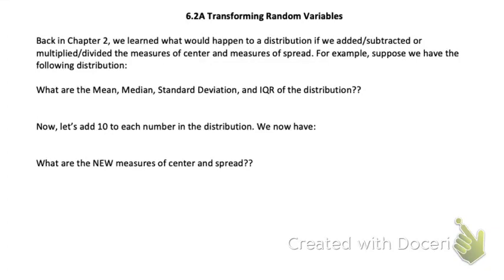Way back in chapter 2, we learned what would happen to a distribution if we added or subtracted, or multiplied or divided. We learned what would happen to the measures of center and the measures of spread. For example, we have this distribution: 1, 2, 3, 4, 5. That's our distribution. What is the mean of that distribution?